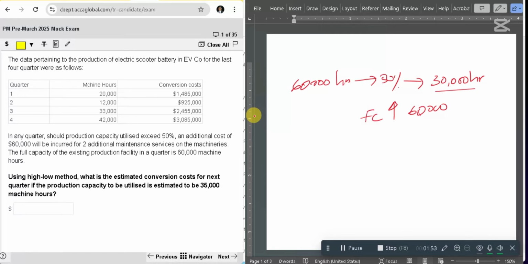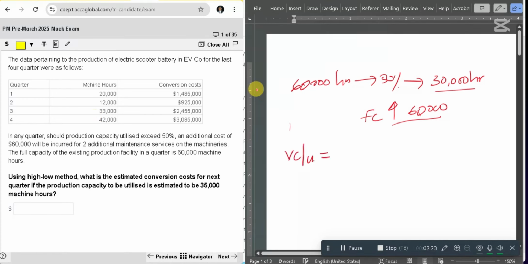Right. Using high-low method, what is the estimated conversion cost for the next quarter if the production capacity utilized is 35,000 machine hours? 35,000 means after the increment they are asking. Look at these machine hours given to us. These two levels are after the increment, 33 and 42. So let me analyze with these two levels. I am not going to consider the first two because they have different fixed cost. Let's take these two.